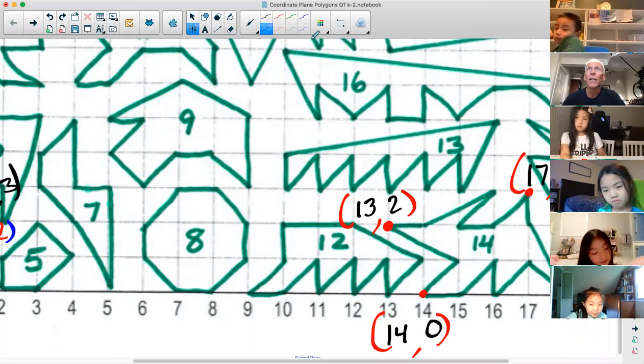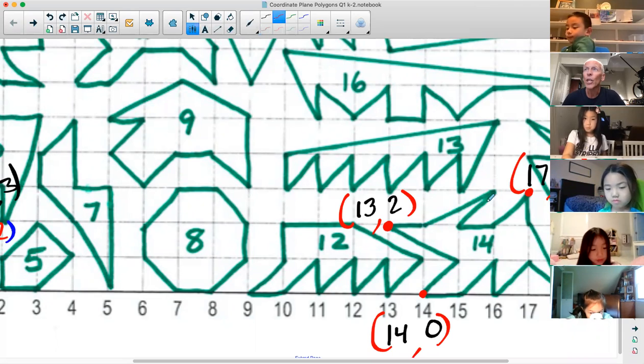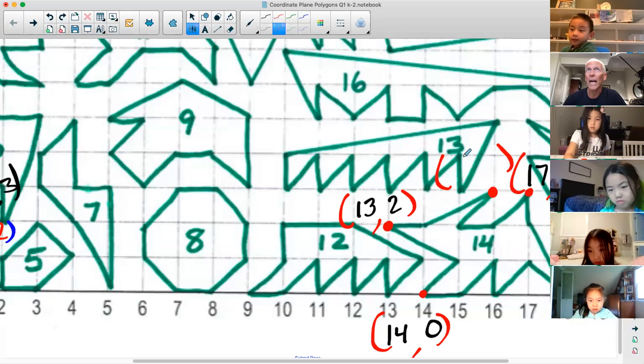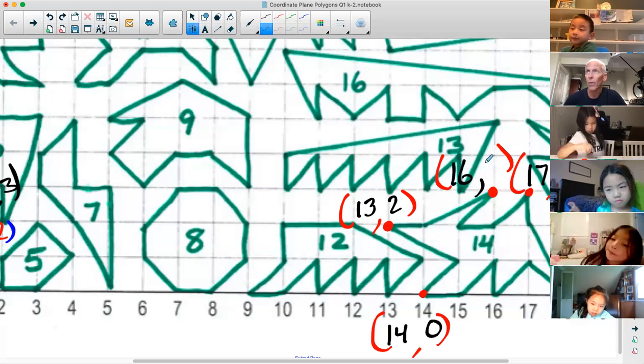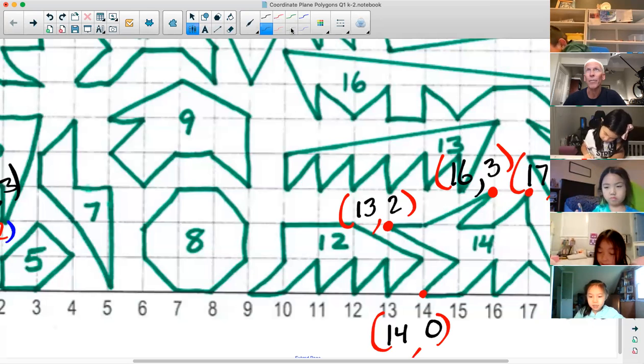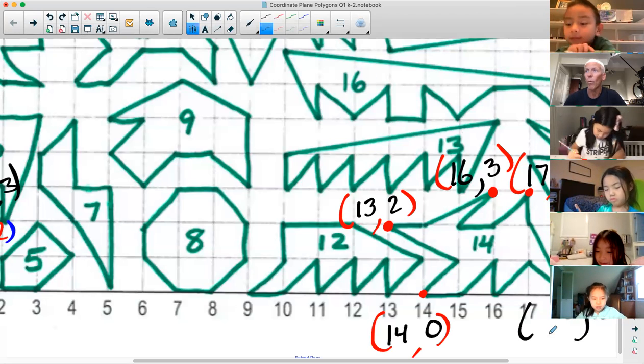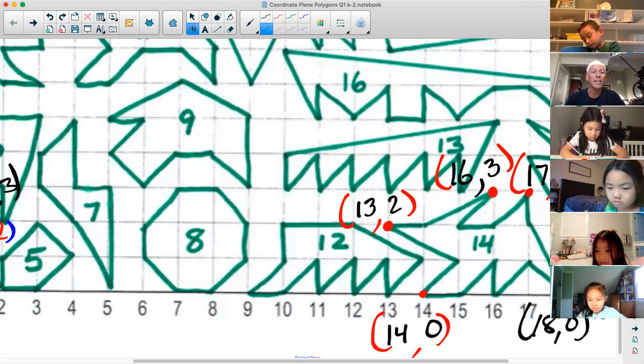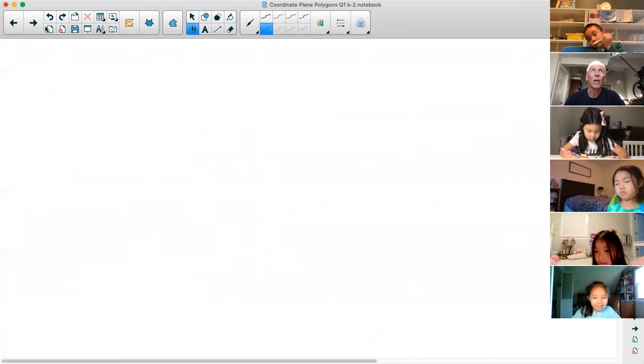Now, Larry, and then Stella, you're going to do the next one. Larry, can you give me the top of his ear? 16. Oh, that's definitely the elevator. You now have to give me the second number. 3. Wow, that was awesome. And Stella, can you give me the one down here, which is the end of his leg, or maybe his tail? I think it's his tail. 18, 0.